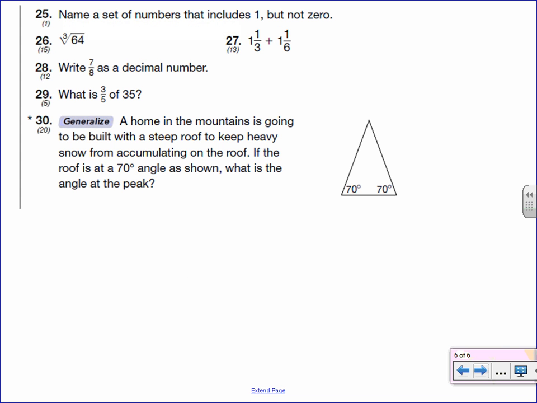Name a set of numbers that includes 1 but not 0. Well, the set of numbers that does not include 0 is counting numbers. You start at 1 for a counting number.